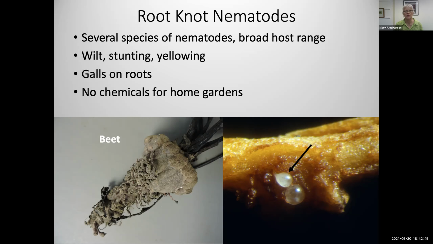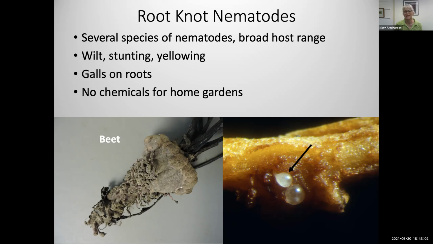They tend to be chemicals that kill lots of things in the soil, and they are restricted use pesticides, and they're not registered for use in home gardens. So we don't have any chemical options for controlling root knot nematode or any other nematode in home gardens.